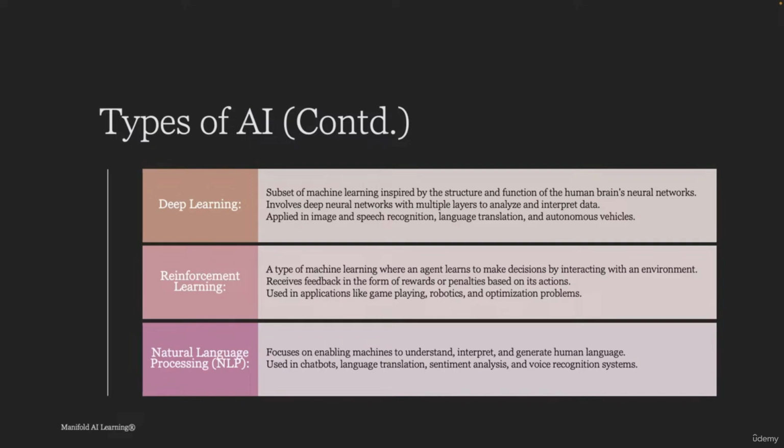And another type of AI, which is of most interest these days, is natural language processing. Natural language processing focuses on enabling machines to understand, interpret, and generate human language. And this is used in chatbots, language translation, sentiment analysis, and voice recognition systems. Okay, so basically think of it in this way. If I'm looking for a type of AI system which would help me analyze text, or analyze our language data, that's when we'll be talking about natural language processing.